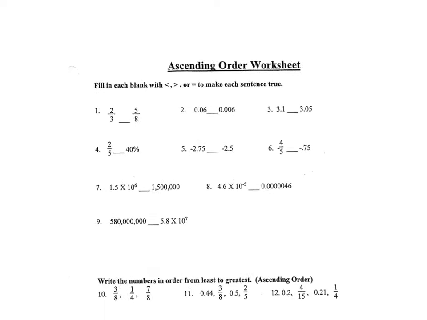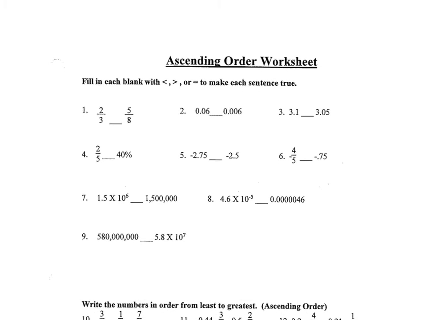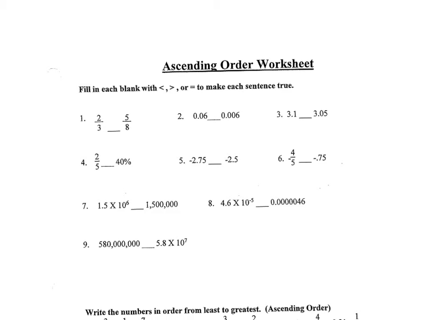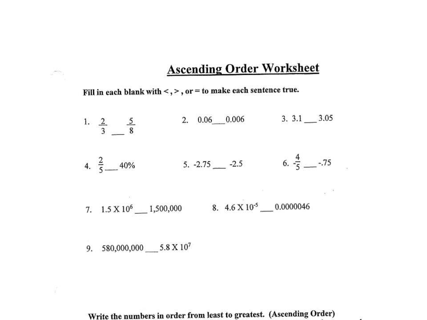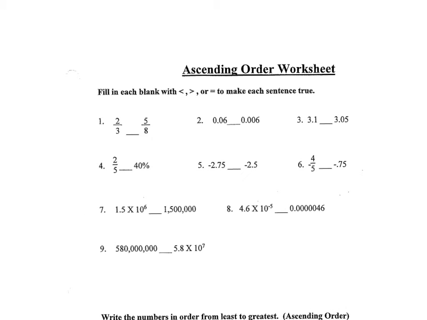Okay, for the ascending order worksheet for today, on the top part, you fill in the blank with less than, greater than, or equal to make each sentence true. So remember, the alligator eats the larger side. That's how I always remembered it. So you want to have your sign open towards the bigger number.